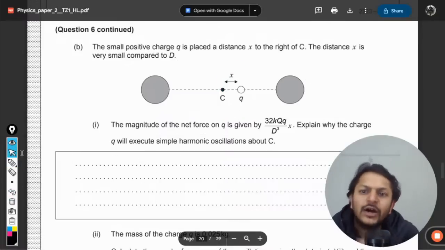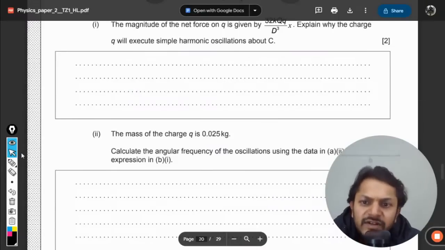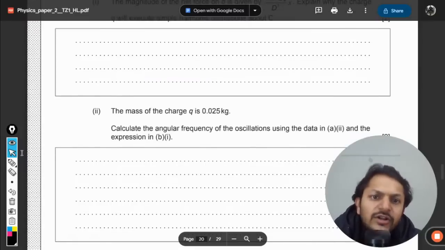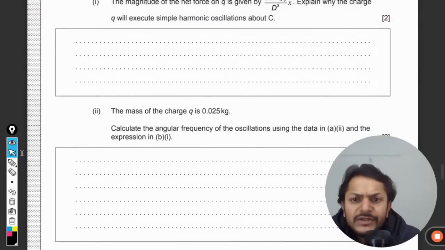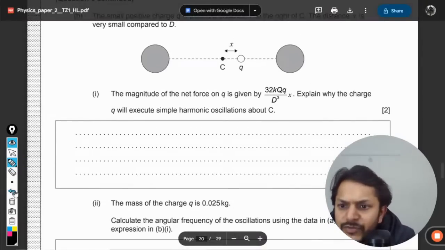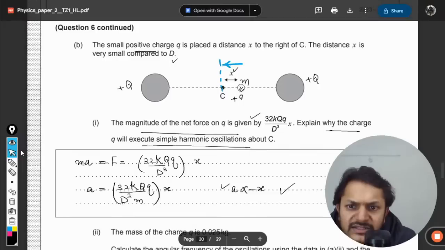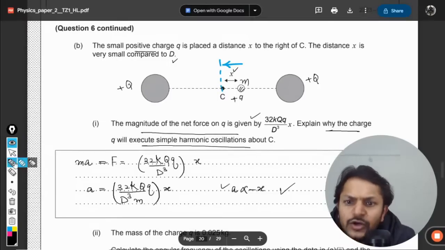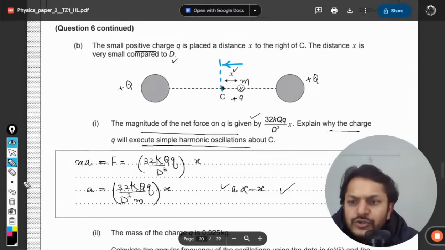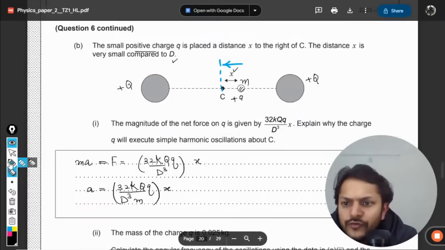Okay, let us now move to the next thing, and I will be showing you the answer later. So the mass of the charge is given now. Calculate the angular frequency from this and this, and the mass is also given. So angular frequency. We created this thing earlier, so I'm going to continue from this position only. Now, how to move on?